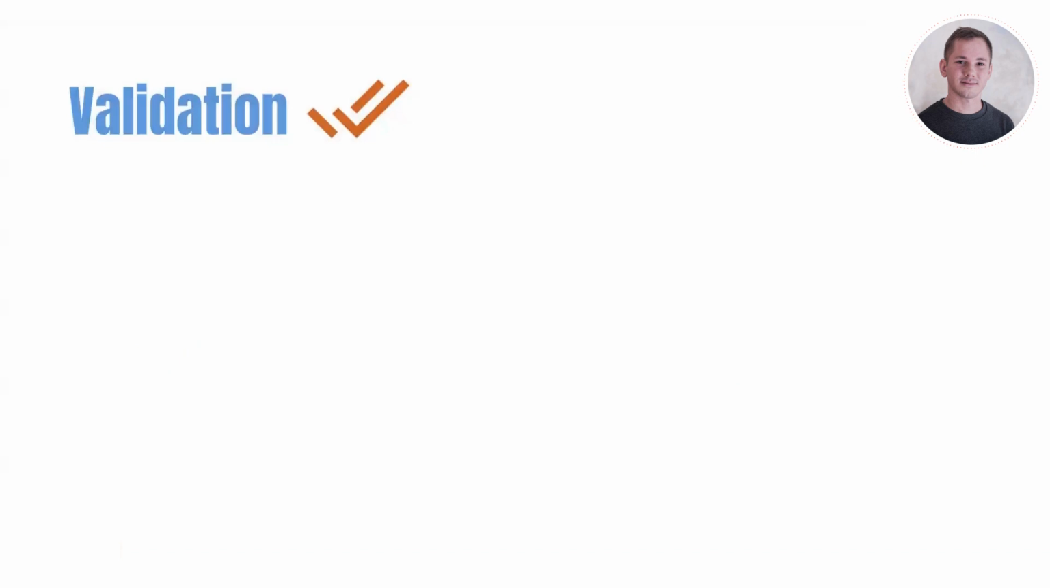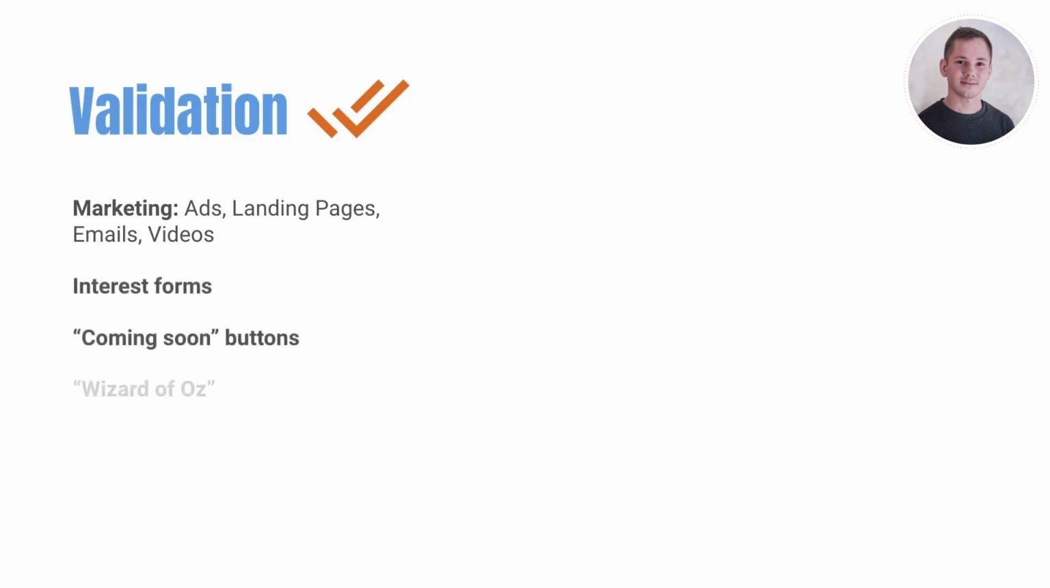So let's talk first about the validation experiments. So when I say that you're able to launch or validate an idea with less effort, it is because a validation experiment is usually around giving the impression of the feature, but not building the feature itself. And there are different ways of how you can do it. I'm not going to go through all of them because some of them are quite self-explanatory.